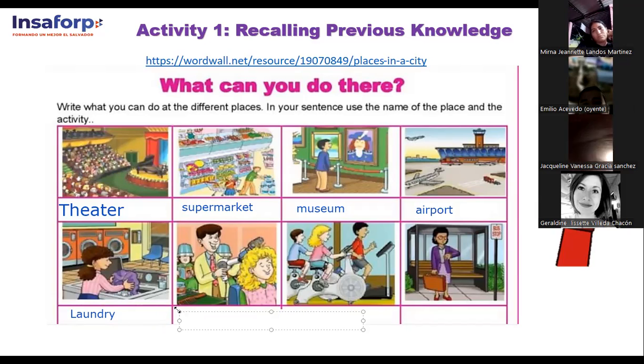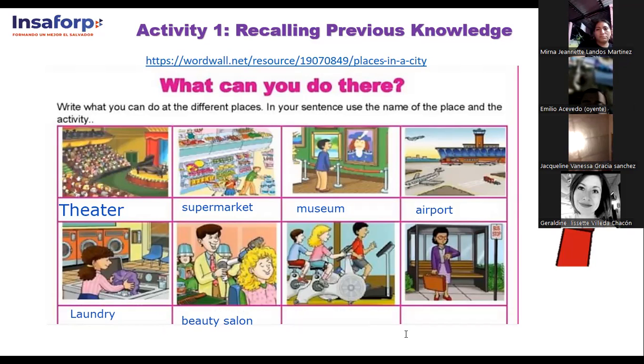I think so. It's a beauty salon. What can you do at the beauty salon? You can cut your hair. You can get a haircut. Okay. You can do your hair. You can do your nails. You can do your feet. Yes.